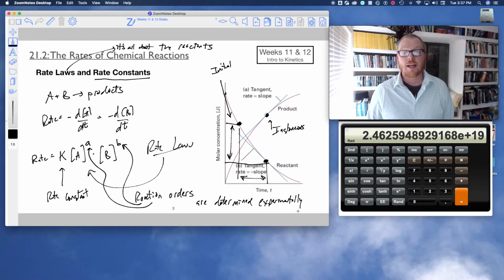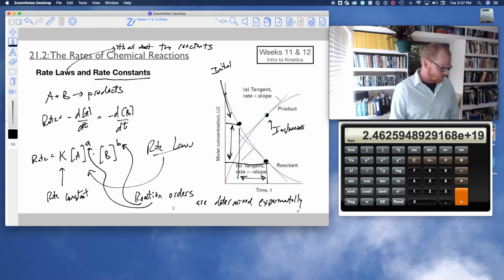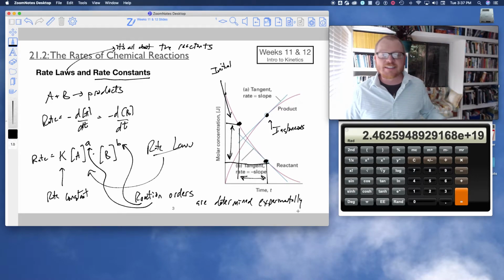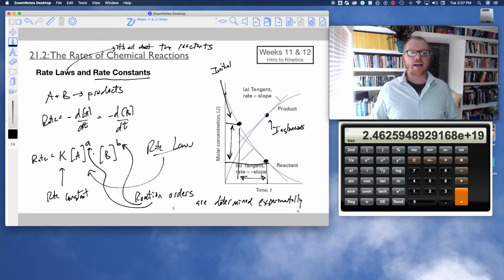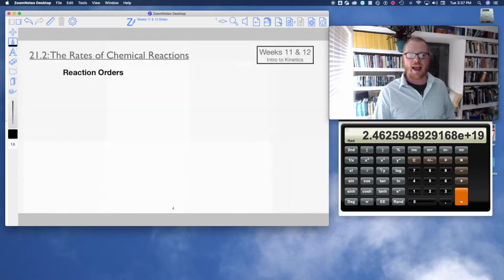Okay? Now you can also determine reaction orders from a complex, detailed study of the mechanisms, which would be theoretical. So you could do a theoretical study of the mechanism and determine the reaction order. However, that's hard. That's really hard. So we often always determine reaction orders experimentally.